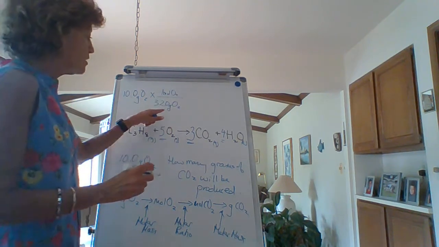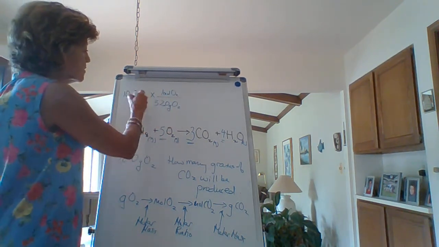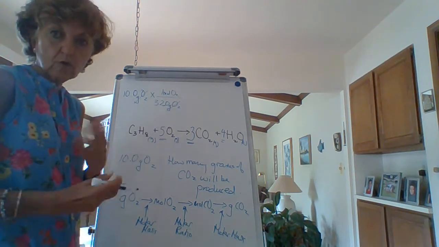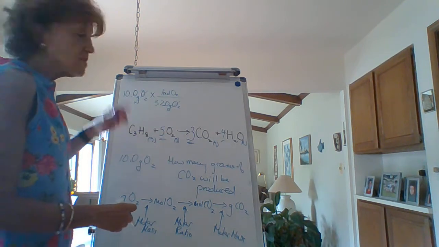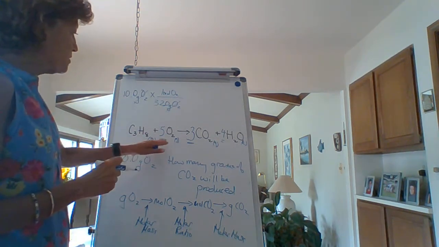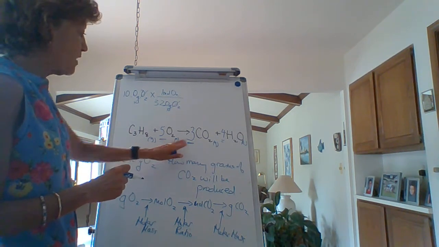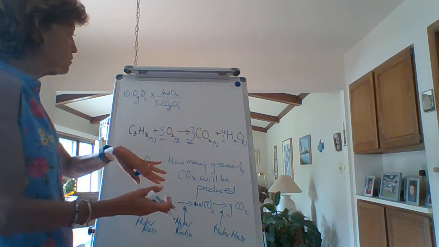Why did you put the 32.0 on the bottom? So that you can cancel grams. That's the whole point, okay? Again, dimensional analysis here to haunt us forever. All right, now that we have our moles of oxygen, I can relate moles of oxygen to moles of CO2. Now I can flip from O2 to CO2.